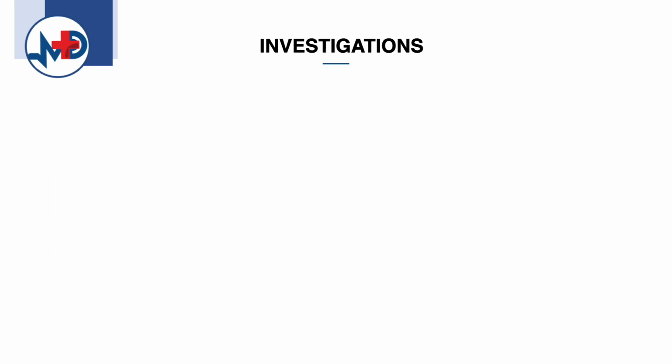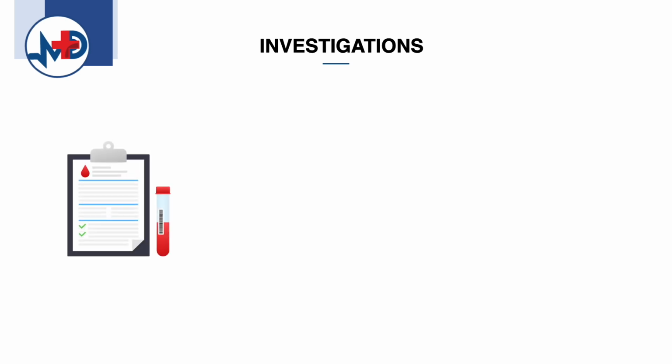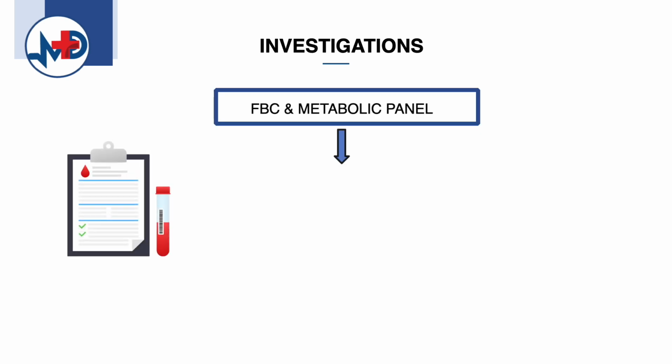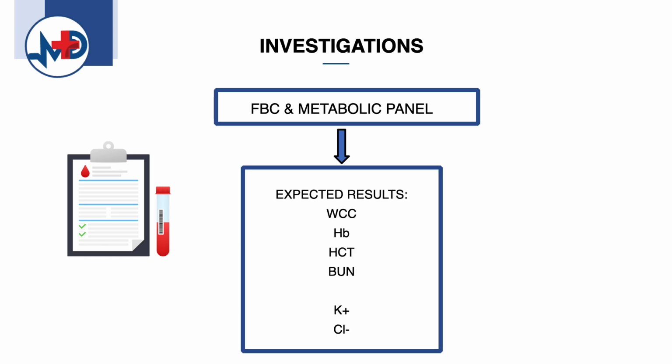Next, what can you order for lab tests? Lab evaluation of patients with suspected obstruction should include a full blood count and metabolic panel. You may notice elevated white cell count if intestinal bacteria translocation into the bloodstream occurs, causing systemic inflammatory response syndrome or sepsis. Additionally, hemoglobin and hematocrit levels may be increased due to dehydration. Elevated blood urea nitrogen levels are also consistent with dehydration.